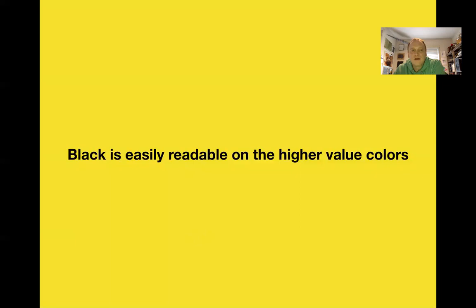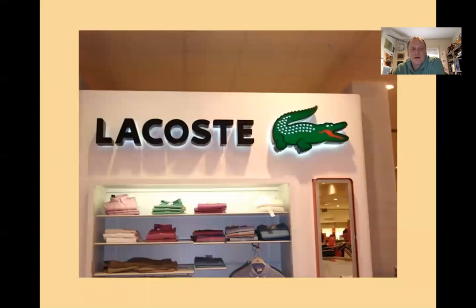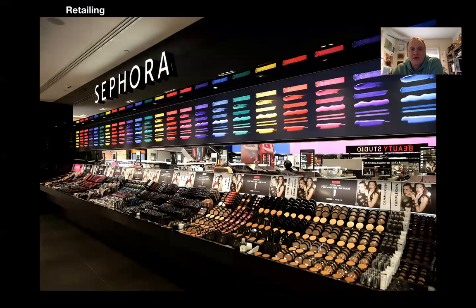And black, therefore, obviously is easily readable on the higher value colors. So black on yellow is easily read. White is easier to read, makes great contrast on the middle to darker values. So here's an example of design use. And here we've got black on top of white. So it's very clear, it's very straightforward, and reflects some of the attributes of the brand. Here we've got white on top of black, and we get this sense that the colors are more mysterious and moody.